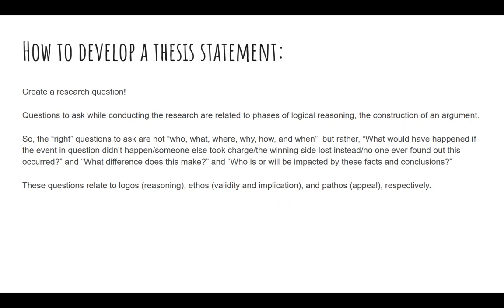When it comes to the research question, you want to think about more specifics. What would have happened if the event in question didn't happen? Or if someone else took charge? If the winning side lost instead? If no one ever found out this occurred? And what difference does this information make? Why is it important to know? Who is or will be impacted by the facts and conclusions? These questions relate to logos, which is reasoning, ethos, which is the validity, and pathos, which is the appeal.